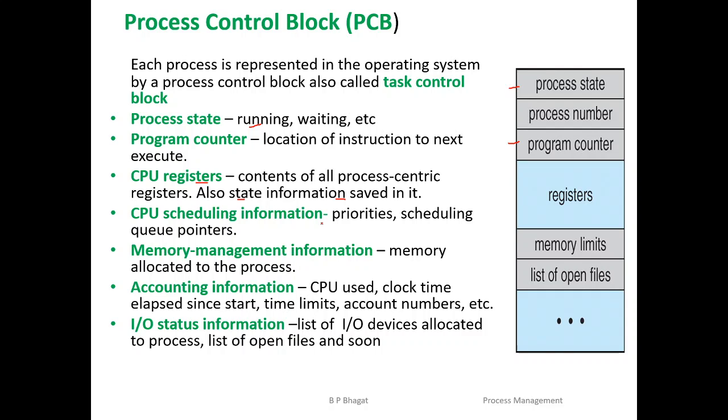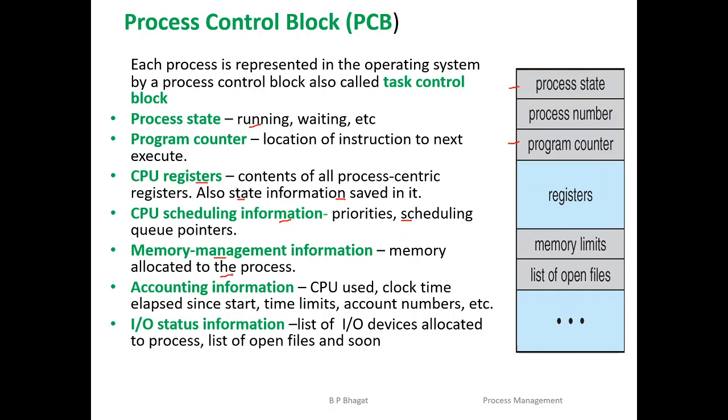Then the CPU scheduling information. This includes the process priority, pointers to scheduling queues, and any other scheduling parameters. The details we will see in the next unit. Then in memory management information, it includes the values of the base and limit registers, the page table, and the segment table, all depending on the memory system used by the operating system.